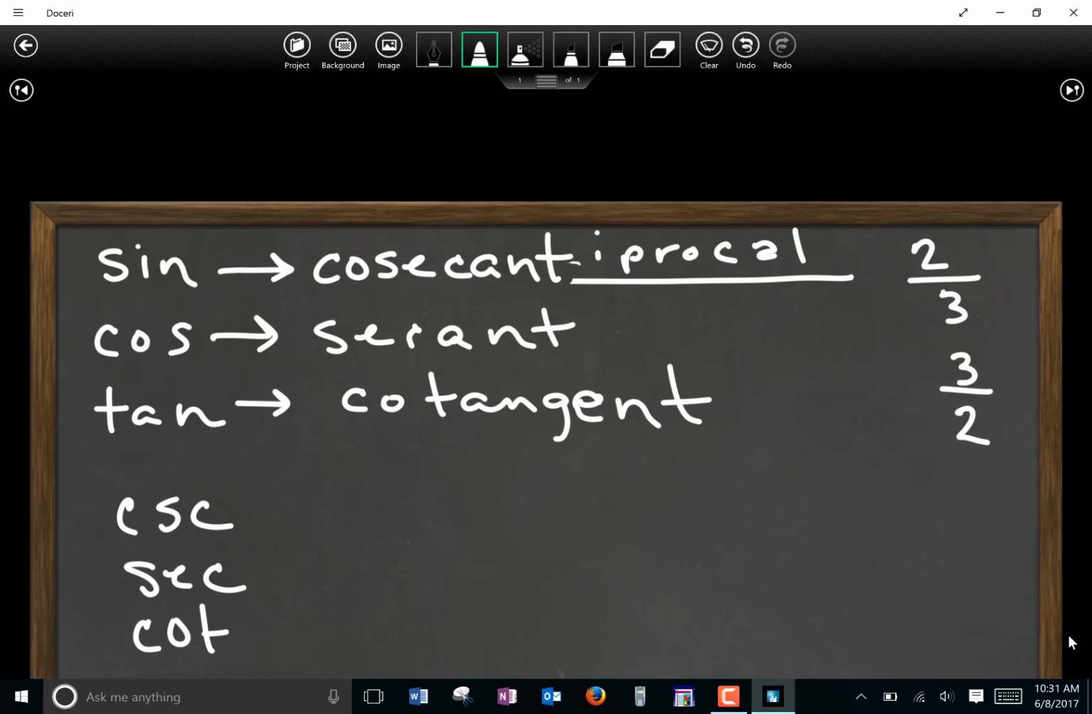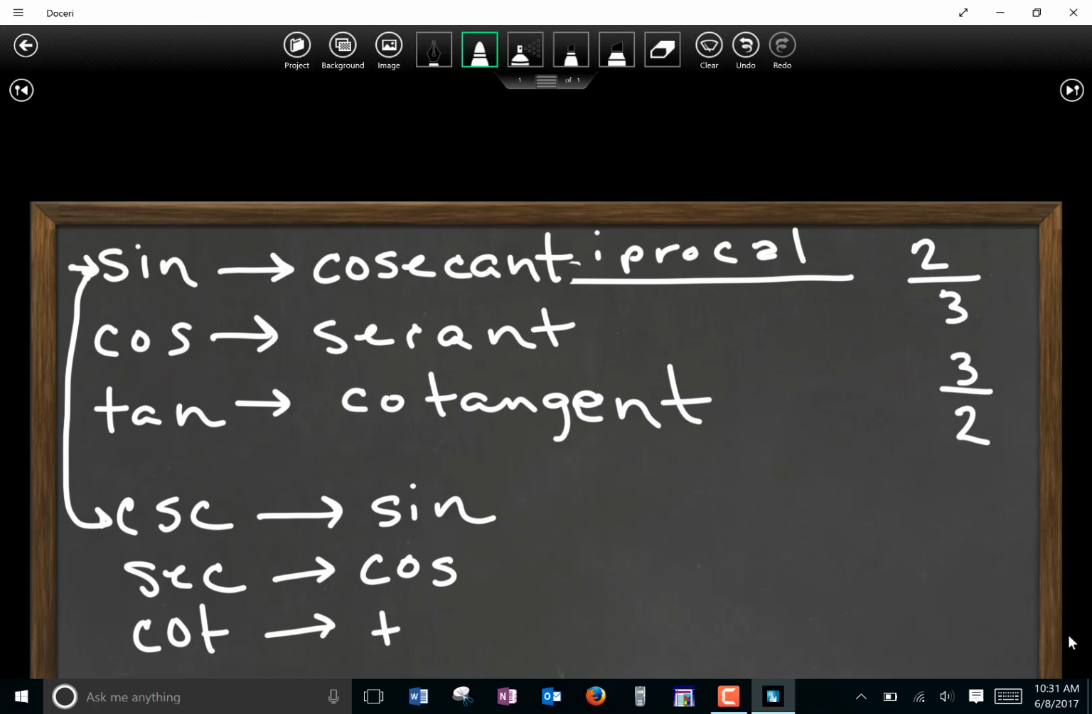Now, it's not intuitive because a lot of people think that the reciprocal function of sine is secant because they both start with S, but it's opposite of what you think. So sine goes with cosecant, cosine goes with secant, and tangent goes with cotangent.